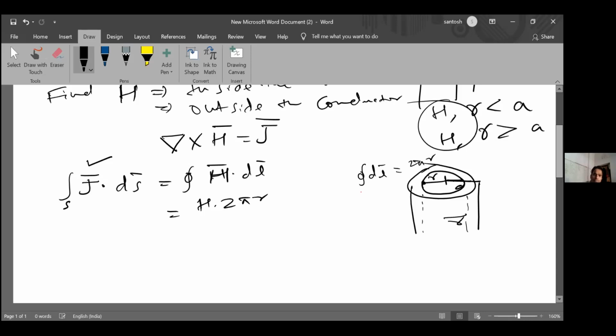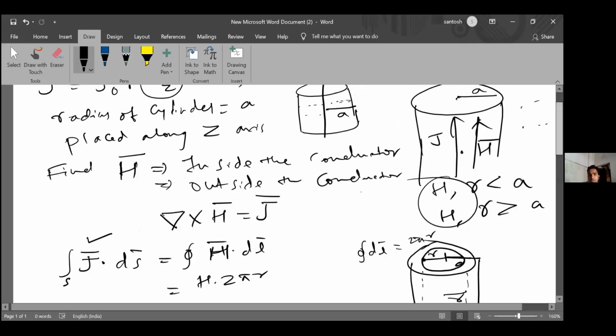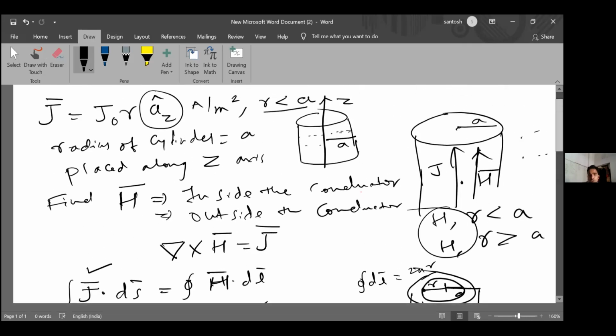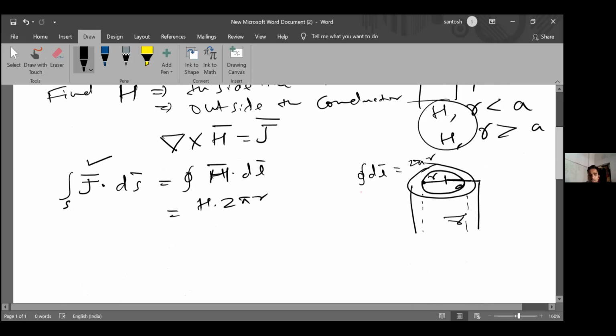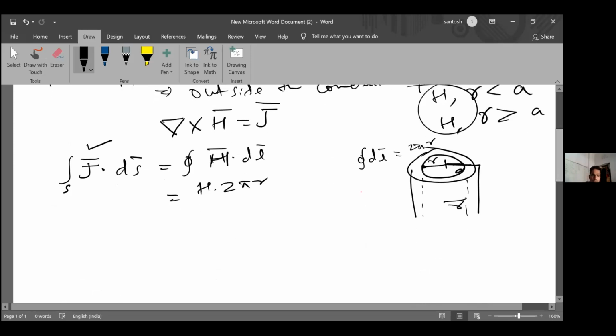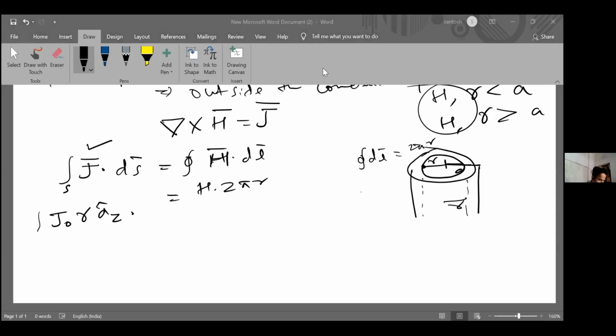Now what will be the left hand side? The surface integral of J bar dot ds bar. J bar is given as J naught r az cap. So it will be the surface integral of J naught, some constant, into r into az cap. And where is the direction of this ds bar?